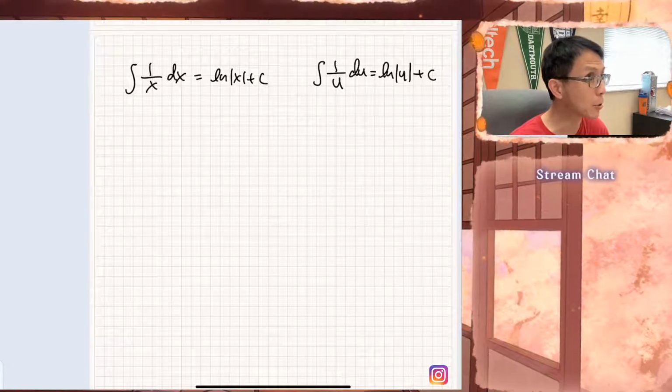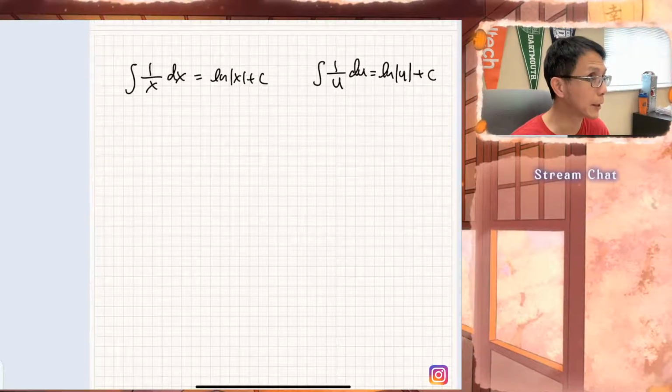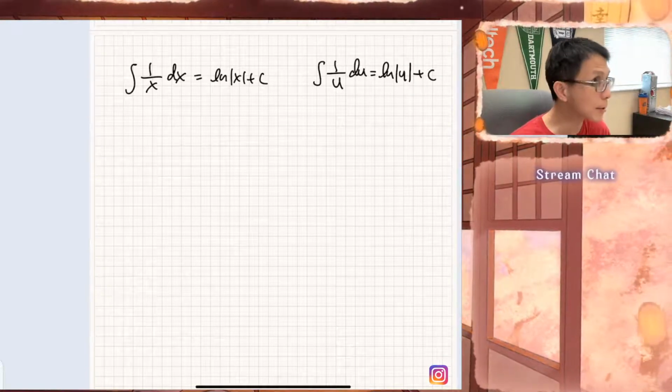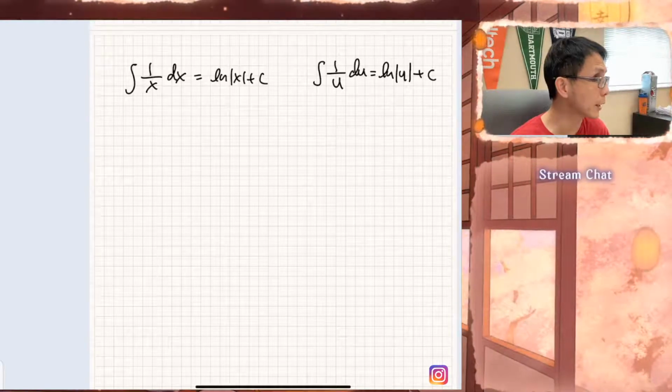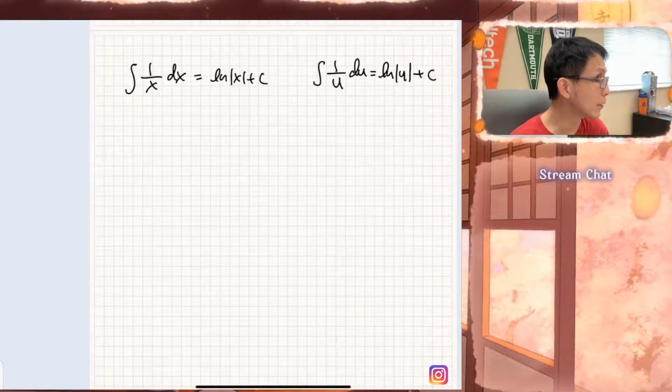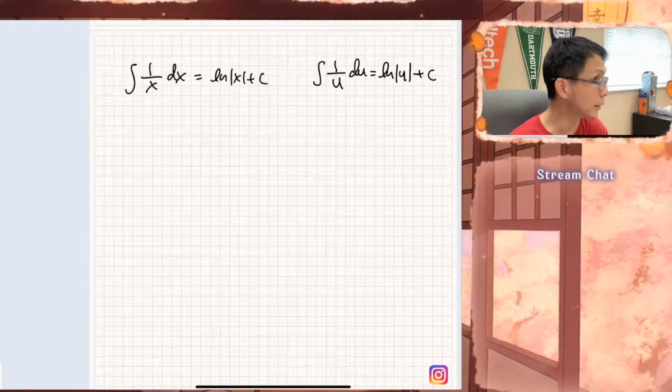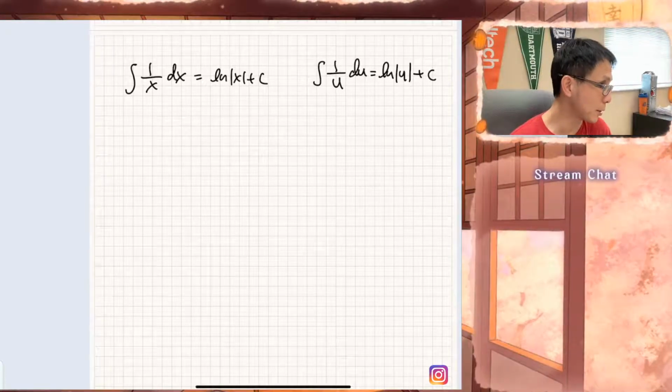So basically, there's a 1 degree difference between numerator and denominator. In this case, it's x and 1. So they are technically 1 degree different. If you have 1 degree different on all the things, then that means the u substitution will work.